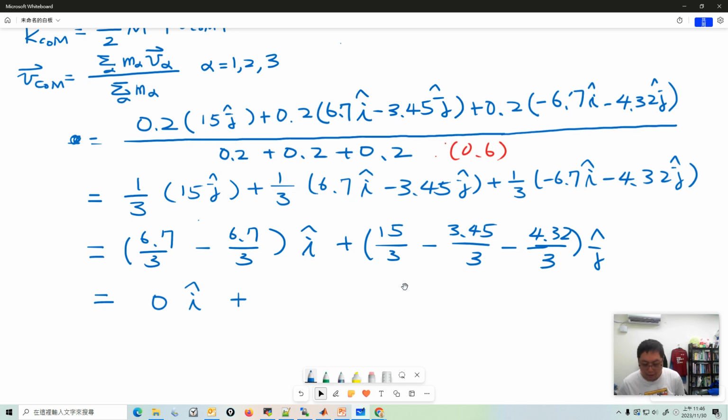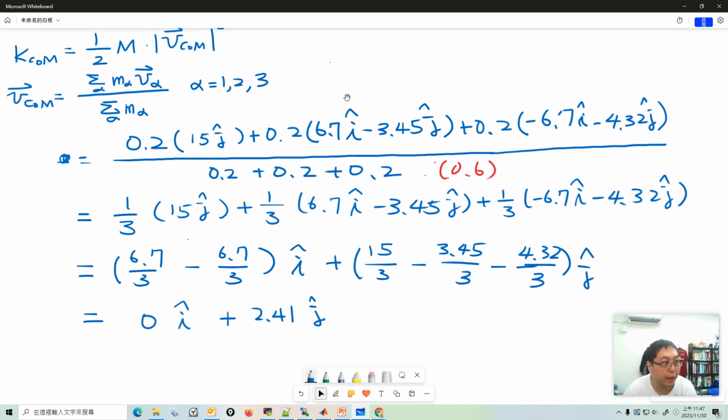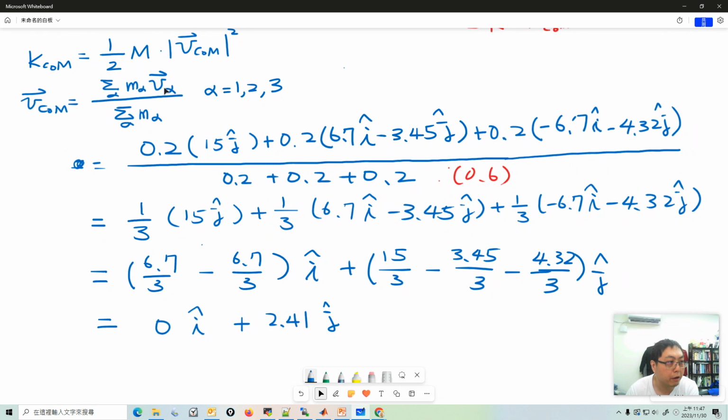Okay, let's see. So 15 minus 3.45 minus 4.32, divided by 3. So it's 2.41. It's J. So we have the velocity vector for the center of mass, and we have to do the velocity square.